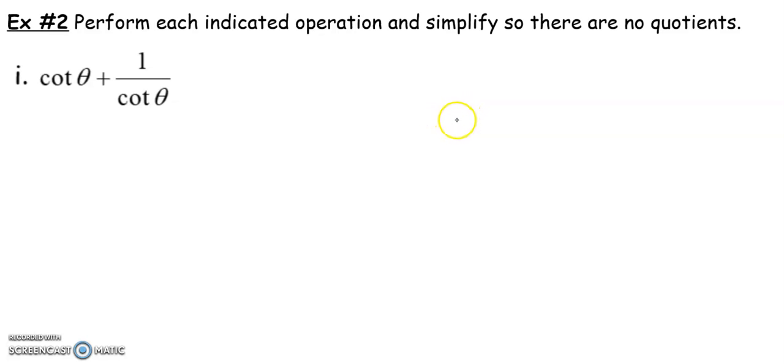Alright, continuing on with Unit 3, Lesson 3.2, we're going to add some fractions together. Remember, when you're adding fractions, you have to have common denominators. So if we take the cotangent of theta and add to that 1 over the cotangent of theta, remember both of these are fractions. The left, cotangent theta, has a denominator of 1. I don't want a denominator of 1.